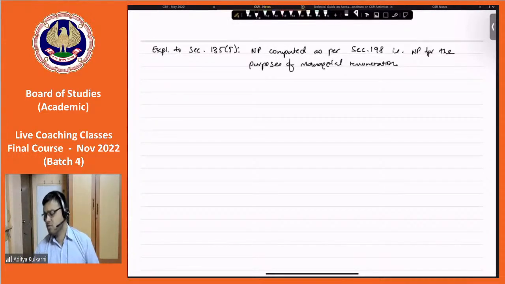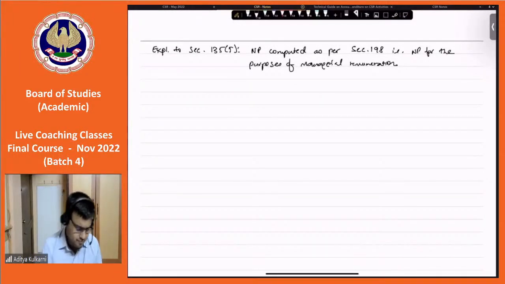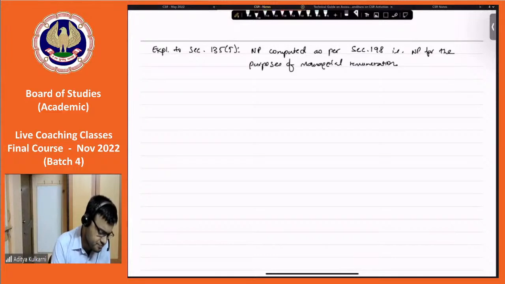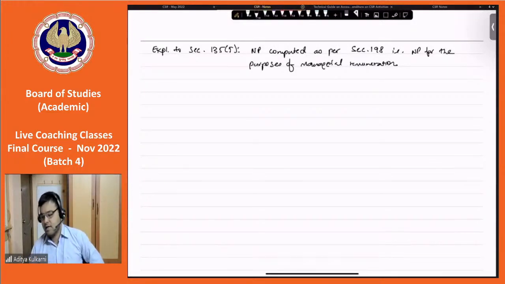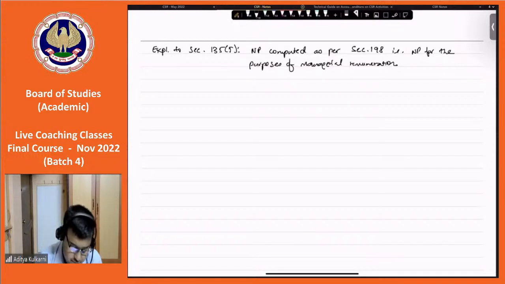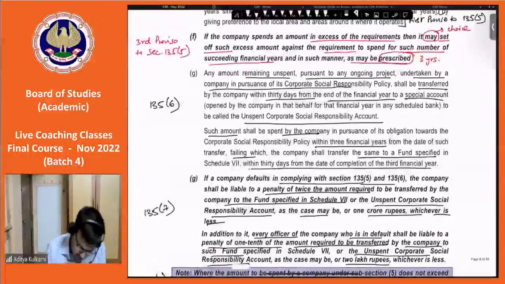Any doubts now? 135 section, is it clear? Yes. Sure? अरे बोलो, सब समझ में आ गया? 135, all clear? Sheena Jain has confirmed. I have revised. Others can also respond.